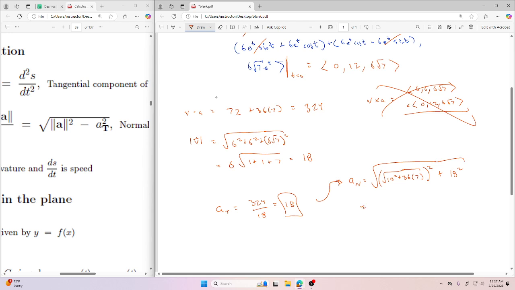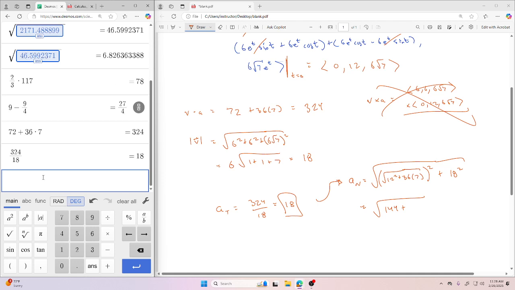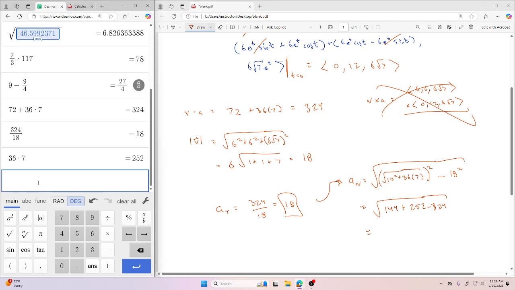Let's see. So the square root and the squares cancel. So I've got a 144. I've got calculator. 36 times 7. Okay. And then I've got 18 squared, which we know is 324 now. Oh, thank you. That would definitely change everything. Thank you. 252 minus. Okay, there we go. Thank you. Yes, that would have thrown my answer off a lot. And that's why we write everything down.